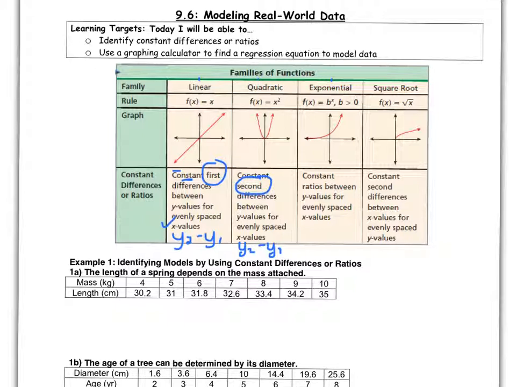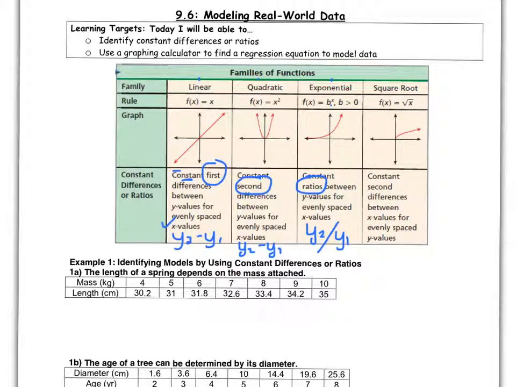So if those two don't work, then you can try exponential. That's when you get a constant ratio. So you're going to get the same number between the y values for evenly spaced x values when you divide them. So now it's going to be y2 divided by y1. If you do that and you get the same number every single time, then you will have an exponential family, which looks like the shape of that graph, and you can see the parent function right there.